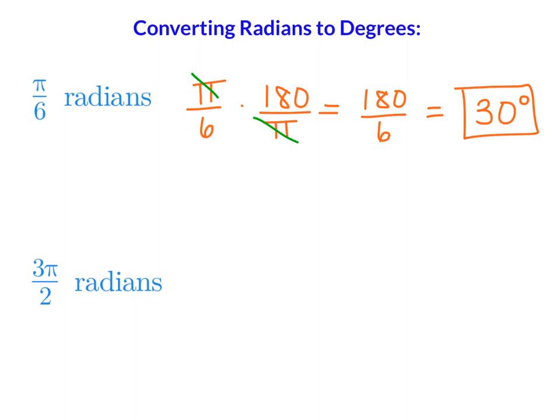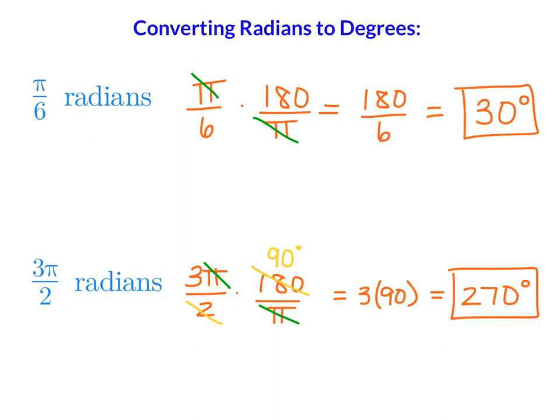So let's do the same thing with 3 pi over 2 radians. I take 3 pi over 2, I multiply it by 180 over pi, going to cancel what I can. So I cancel my pi's, and I'm actually able to reduce 180 over 2 to 90. So 3 times 90 is 270 degrees.